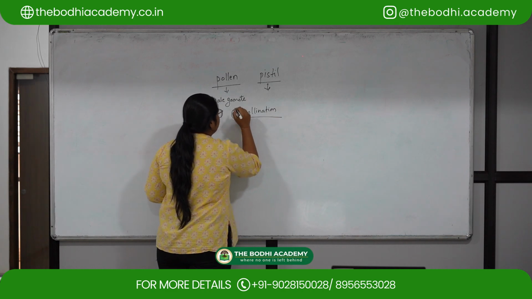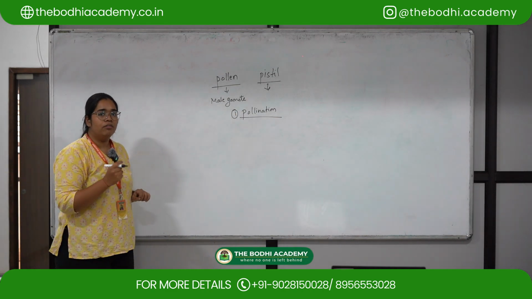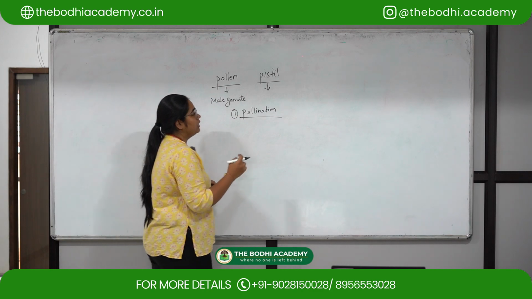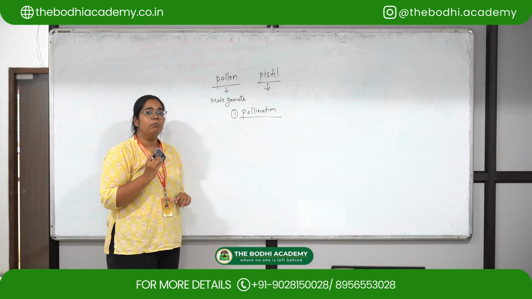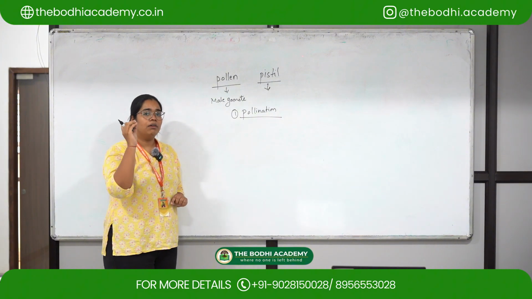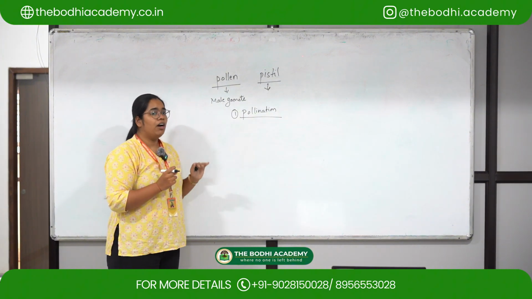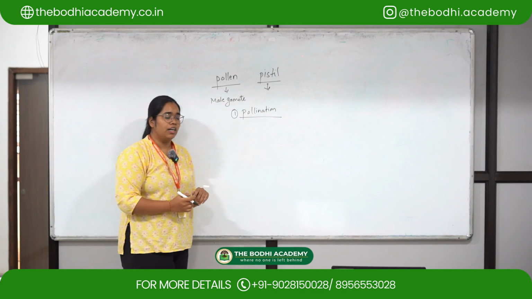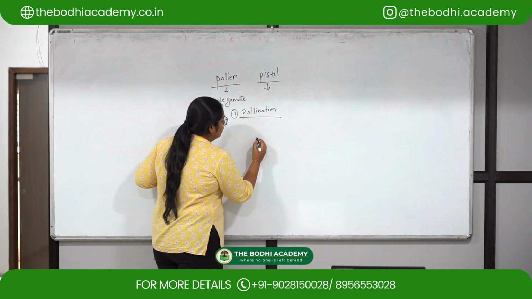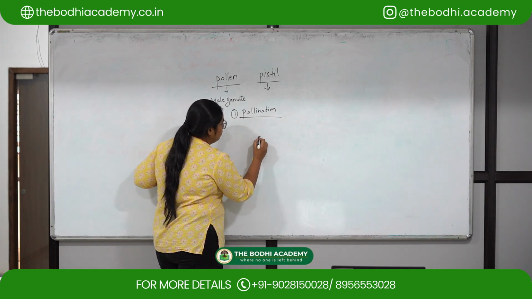So the first step over here is pollination, wherein, what is pollination? Pollination is basically a process wherein the pollen grains from the male part of the flower come and settle on the stigma of the flower, so that the process of fertilization starts. So over here, first let us draw the pistil.